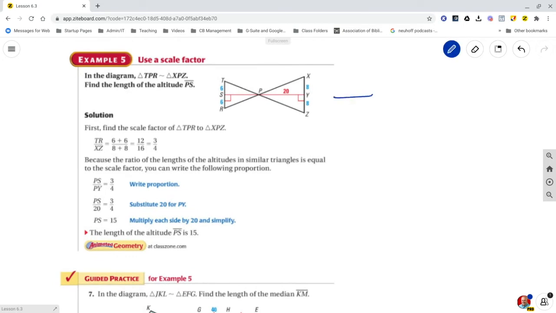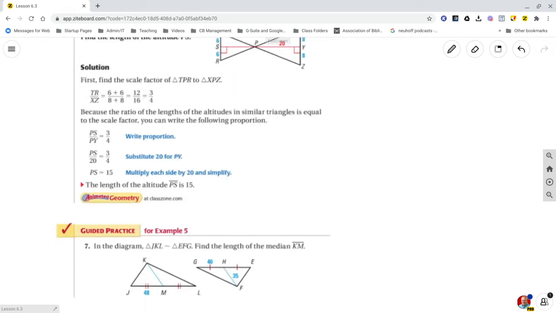We've got another example here. We're told triangle TPR and XPZ are going to be similar to each other. And so one of the things that will be true is that the altitudes will also be similar. So once we identify the scale factor, then we can utilize that in order to find the altitudes and then find the entire length here of P to S. So that scale factor holds true for the altitude as well.